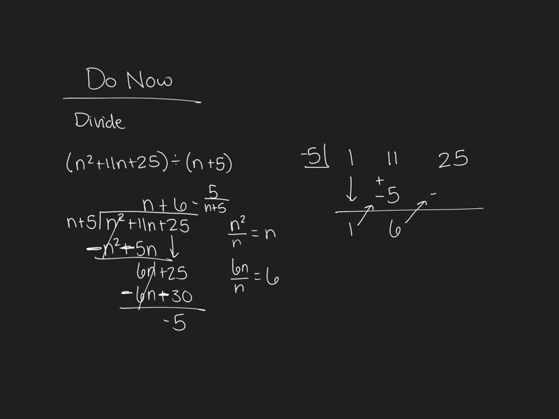Multiply by negative 5 will give you a negative 30, and again you add, which will give you a negative 5. This is your remainder, this is your constant, and in this case this is going to be your n to the first. So your solution is going to be n plus 6 minus 5 over n plus 5, which is what we got using long division.